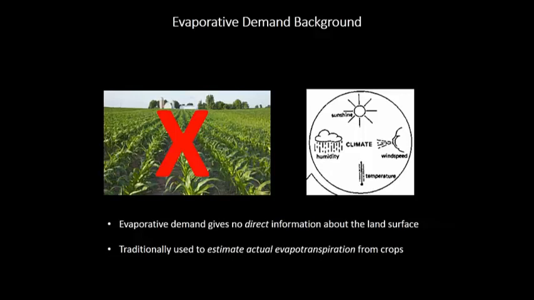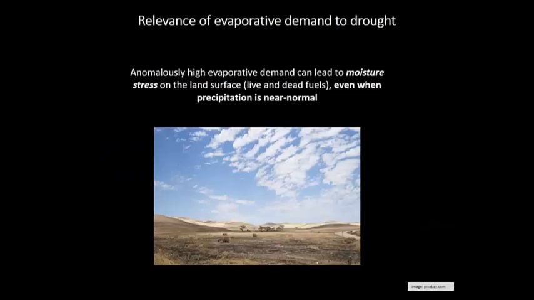So as I mentioned, traditionally it was used in agriculture, but over the past 10 to 15 years, there's been a much bigger push towards looking at evaporative demand in terms of demand that can lead to the moisture stress on the land surface. And so, you know, an example would be in the summer.